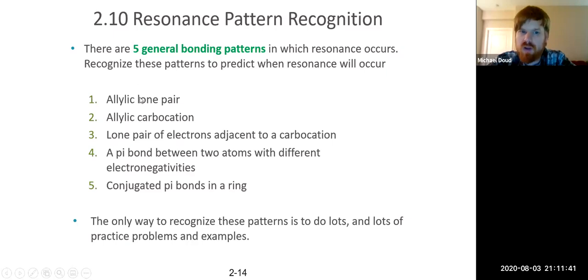We have the allylic lone pair, the allylic carbocation. We have a lone pair of electrons adjacent to a carbocation. We have a pi bond between two atoms with different electronegativities. And finally, we have conjugated pi bonds in a ring. Again, I just want to emphasize the only way that you're going to get this is you have to do lots of practice.